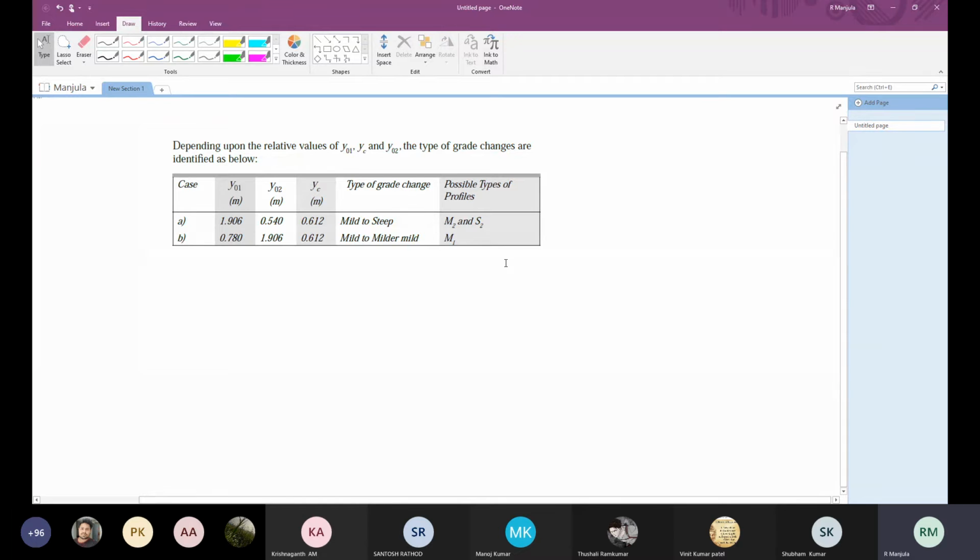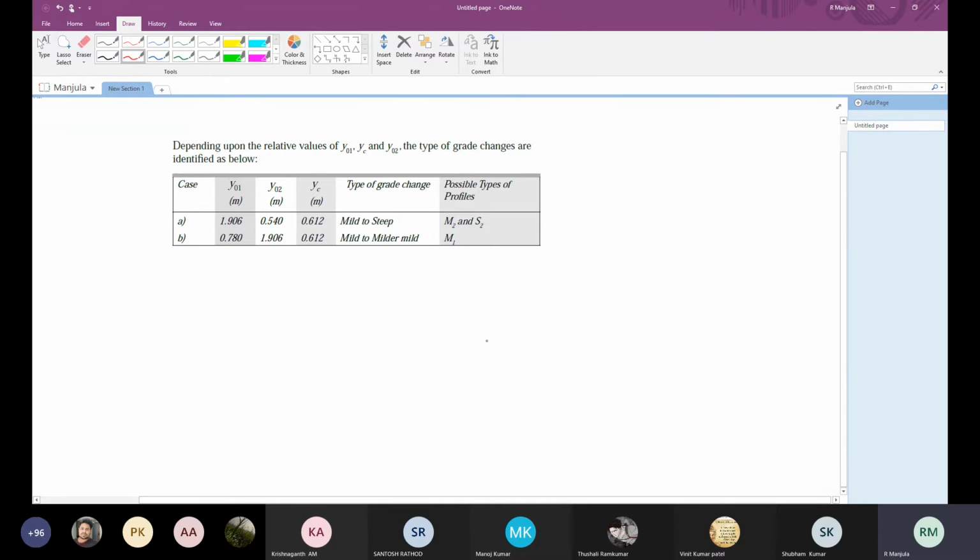So here you can see for first Y0, YC and Y02, the type of grade changes. First one, you have 1.906 meter for Y01, which means normal depth 1. This is normal depth 2, 0.54 meter. And the critical depth is 0.612 meter. So how is the grade actually changing? Initially 1.906, Y0 is greater than YC. So in that case, it is a mild slope profile. Then second case, for the second normal depth, it is.